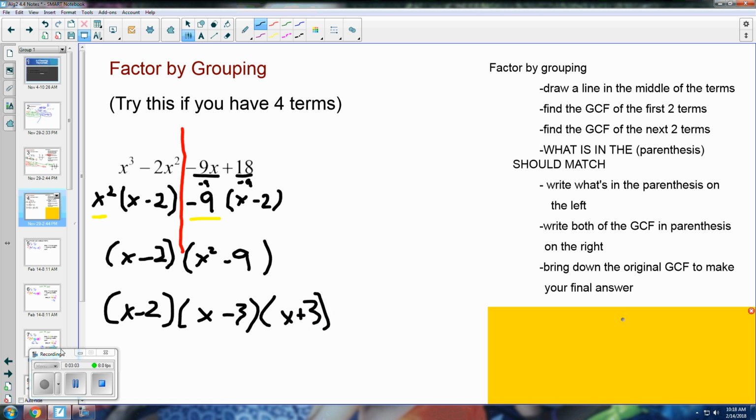So we have successfully factored this by grouping. This had 4 terms. This polynomial equation had 4 terms, and we were able to factor it successfully.